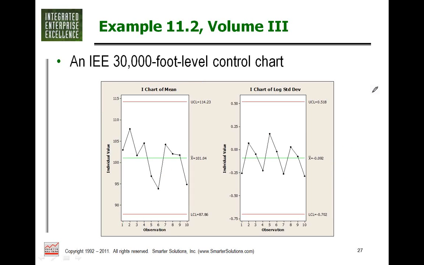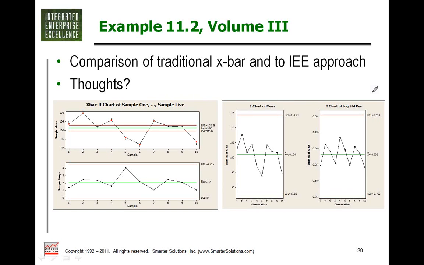So if we take that same set of data now, instead of using an X bar and R chart, and we plot the data as the mean of each of the subgroups as an individual chart, and we also look at the log of the standard deviation, now what do we conclude? We conclude our process is stable. That's very different than what picture we had with the X bar and R chart, as you see here. That's the same set of data looking at it two different ways.